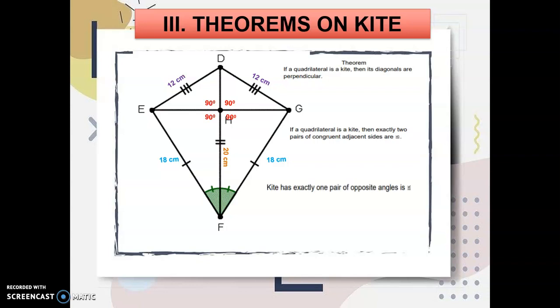Third theorem, so a kite has one pair of opposite angles. Isang pares ng opposite angles. Ayan. So, a pair sila. And the diagonals, ayan, bisect the opposite angles. So, ito po yung diagonals natin, it bisects the angles. So, ito din, ganyan. Ito din po, it bisects. So, hinati po niya sa dalawa. Okay? So, that is all.